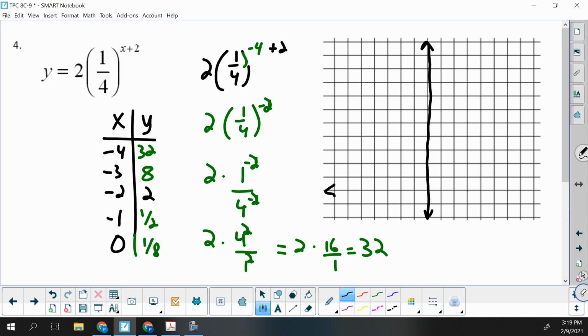I'm going to put my x-axis kind of low so we can fit in the 8. So we have negative 3 and 8, negative 2 and 2, negative 1 and a half, and 0 and an eighth. Make sure you have arrows. Make sure you label your equation.